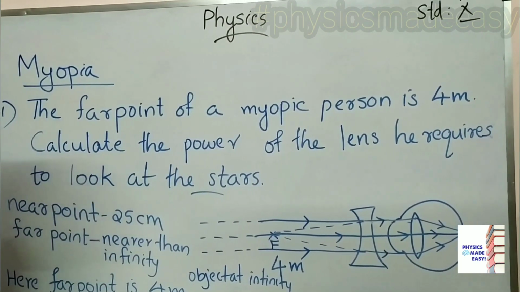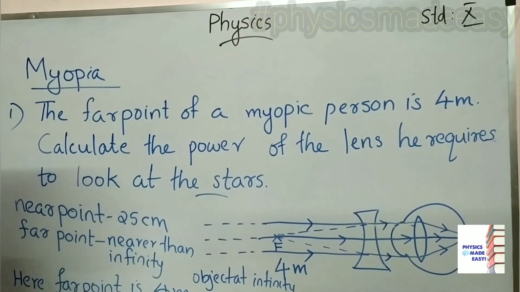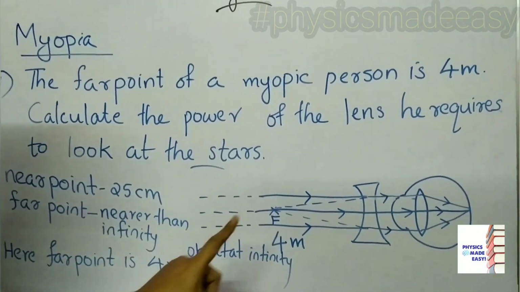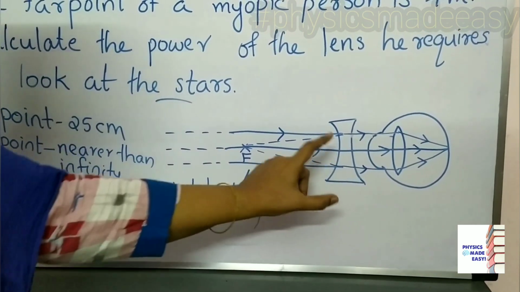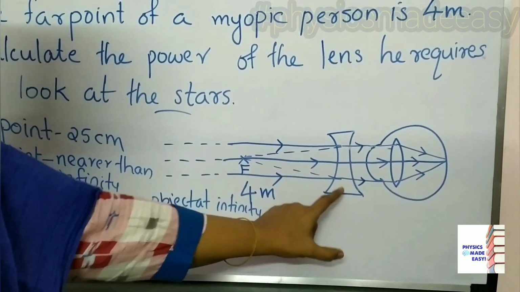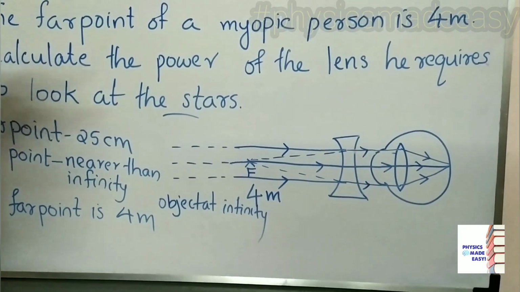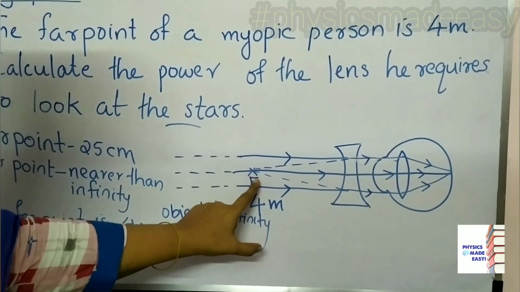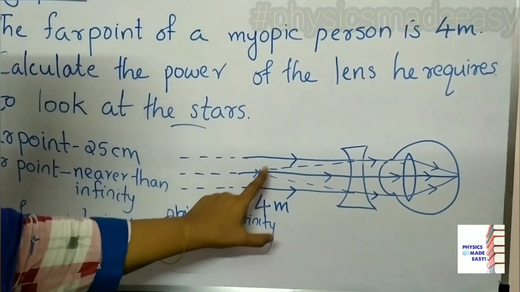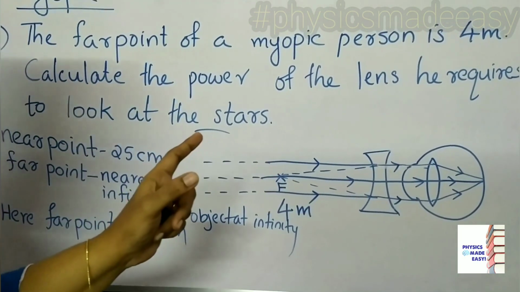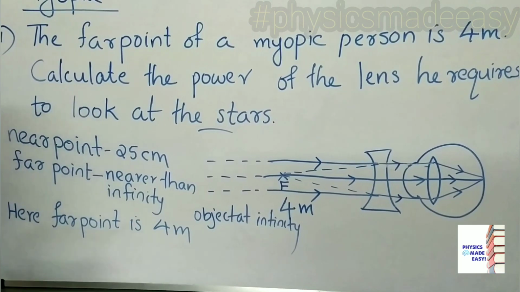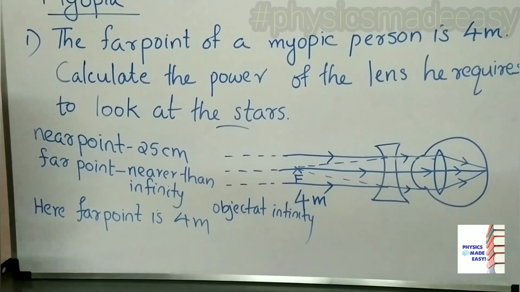Stars are distant objects. So we can say here the object is at infinity for this concave lens. Then if that concave lens is there, the virtual image of those stars will be formed at this far point. Then that person can see those stars if he is using this concave lens. We are going to find the power of that concave lens.